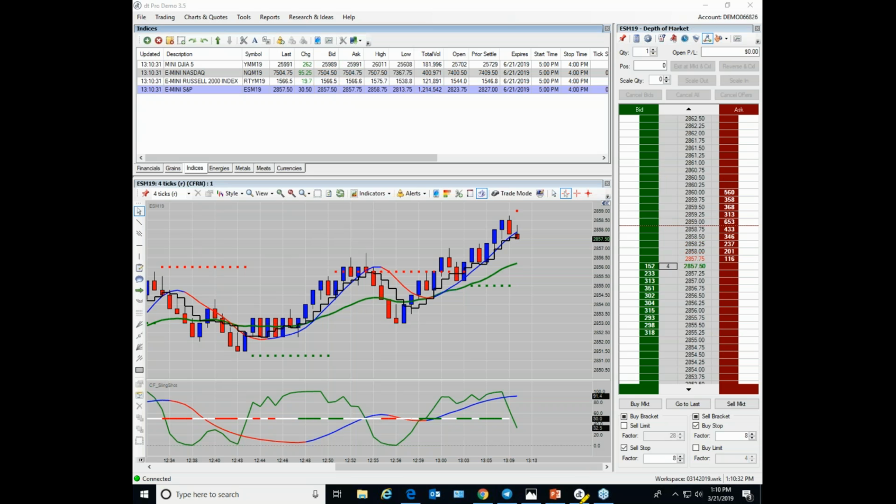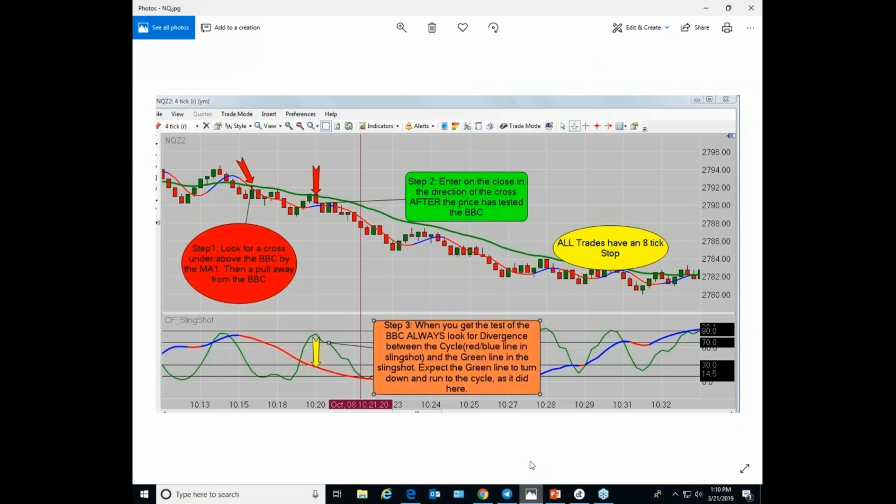Now, get back to this. We got the momentum. It's going down. The price action up here, in conjunction with the green line that's pulling away, is saying, get short right here on the close.